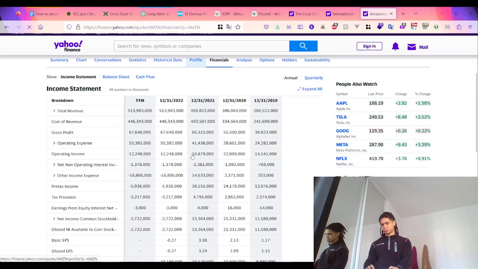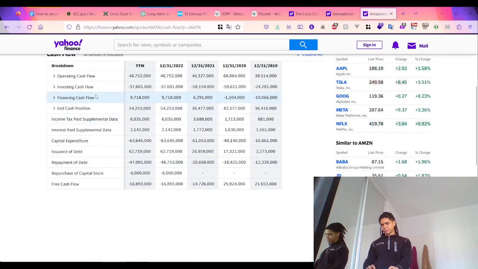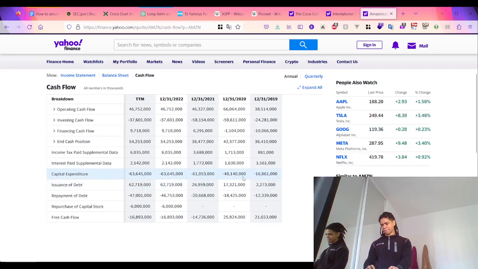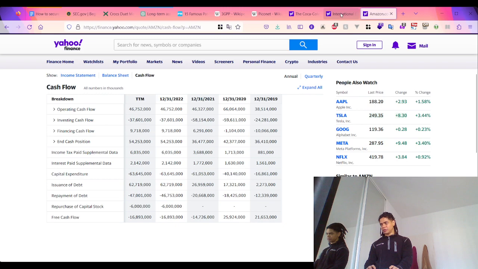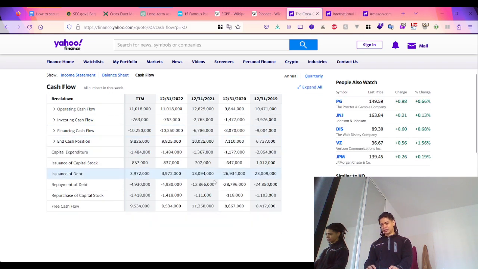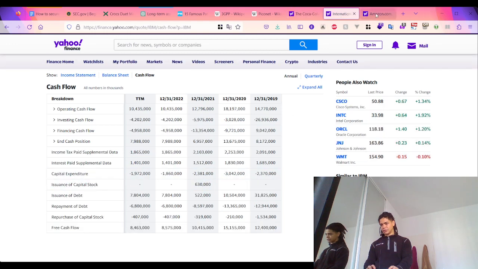When I look at Amazon's financials, let's take a look at the cash flow. Capital expenditure, holy hell, and this is issuing of debt, so they rely vastly on that. Again, that's not a good metric, but the volume here matters.